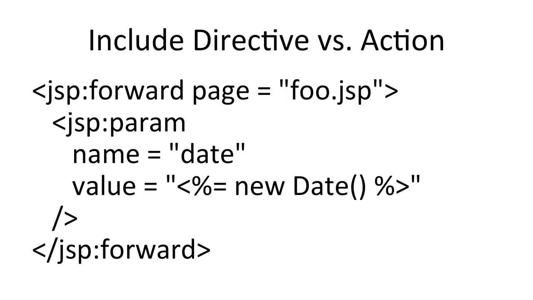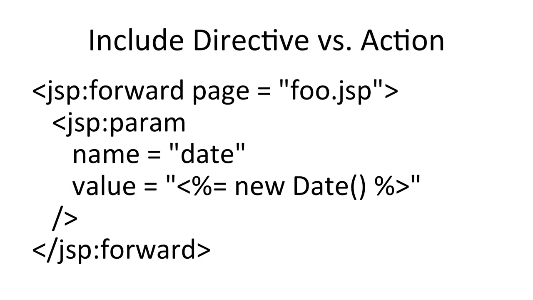Now when we use this forward page, jsp:forward page, suppose this is fo.jsp, then at the same time we can also pass an argument with jsp:param. Param means argument. So we are passing a parameter whose name is date, and the value is the current date, new Date, using this new Date function. The current value will be stored here and it will be moved to the server.